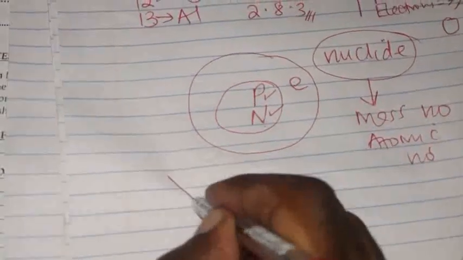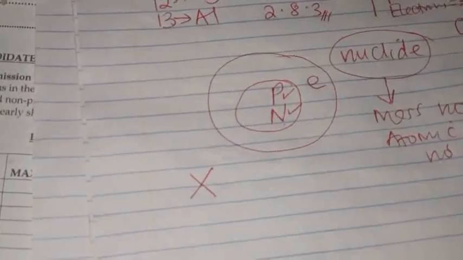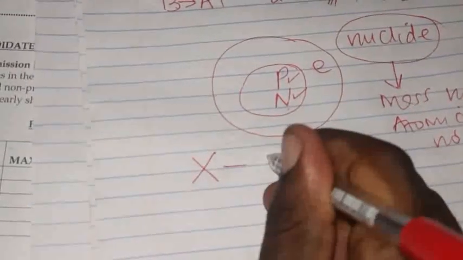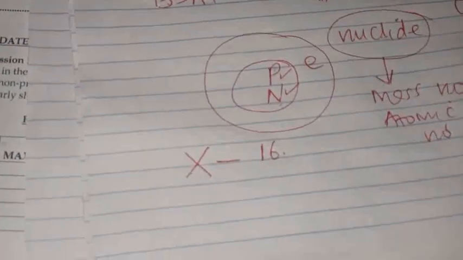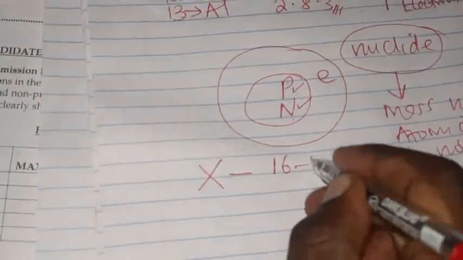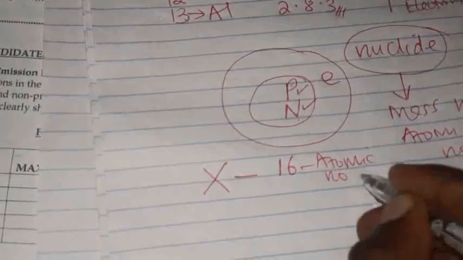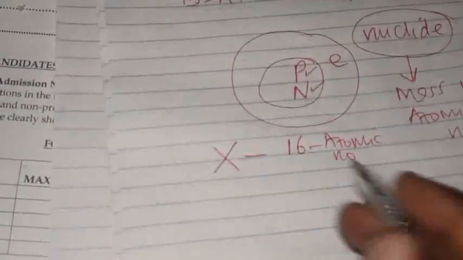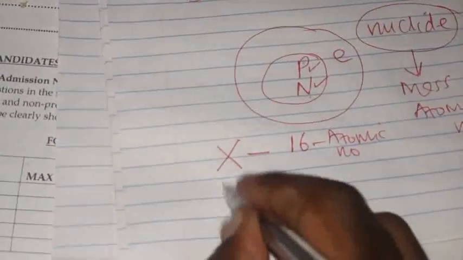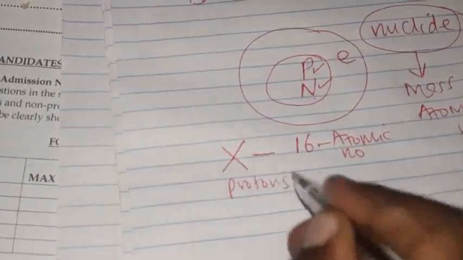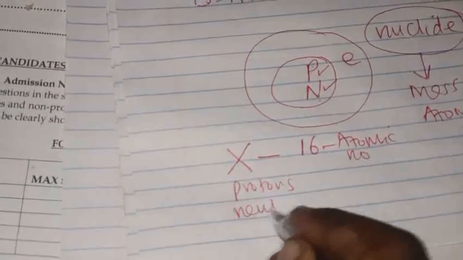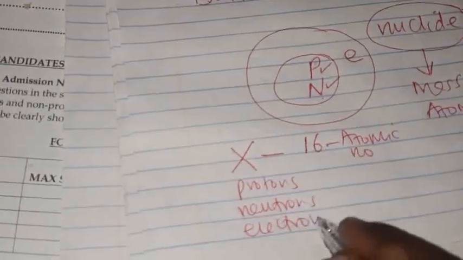I have an element X. X does not represent the actual symbol of this element I'm referring to. And this element is number 16. That means the atomic number is 16. Then I can come here and talk about 1, protons, then 2, neutrons, then 3, electrons.